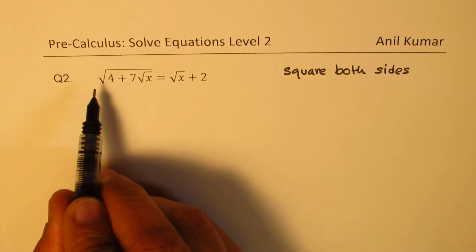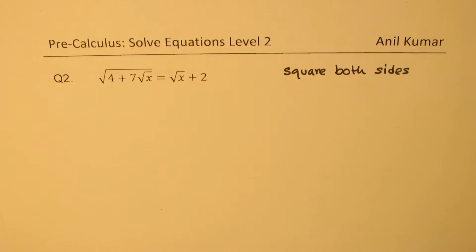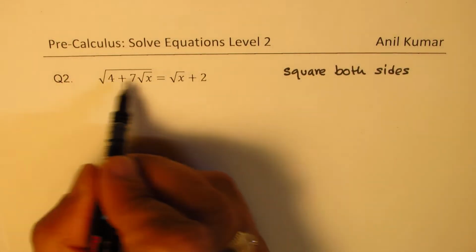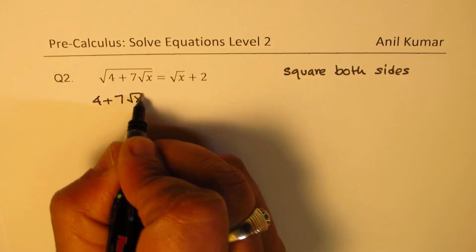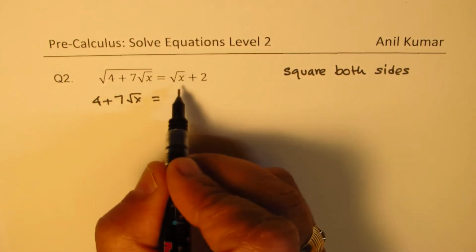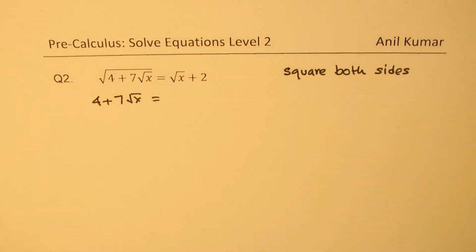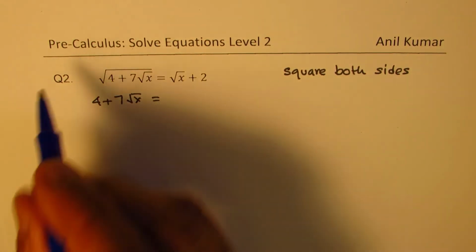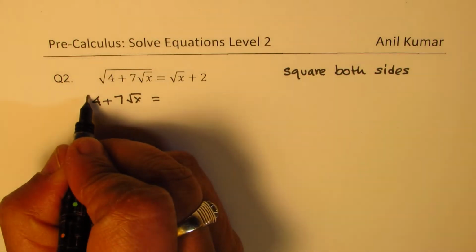Now, since both are positive quantities, we can square both sides, right? So, without having any error. So, when you square, you get 4 plus 7 square root x as equal to, squaring this will mean what? Well, this means, let me add the step here. What we are doing here is, okay, we'll do it in 2 steps.